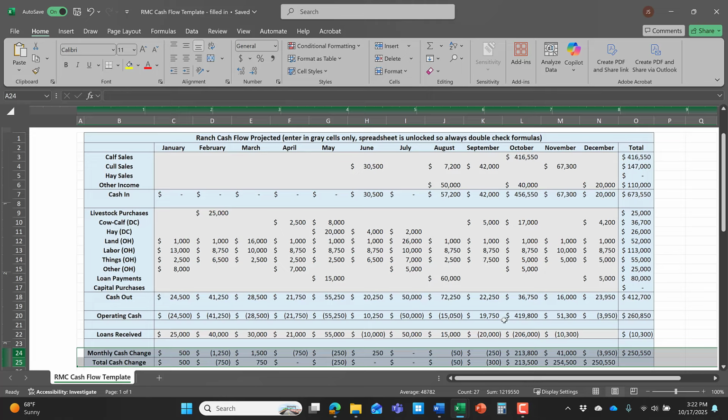So there's nothing earth-shattering about doing a cash flow. We just got to be disciplined and sit down and do it. We got to make a plan, and then just watch your monthly cash flow as it goes through.